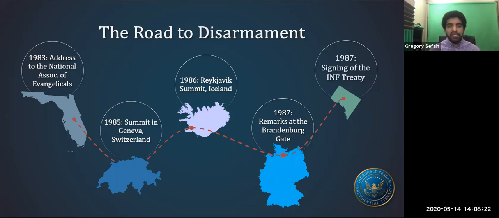And you can see this is the roadmap that we're going to go through. Each one of these specific incidents is a place where President Reagan had a chance to express his communication and lead to the talks that we'll see that will lead to the disarmament. So we'll start with the 1983 National Association of Evangelicals.